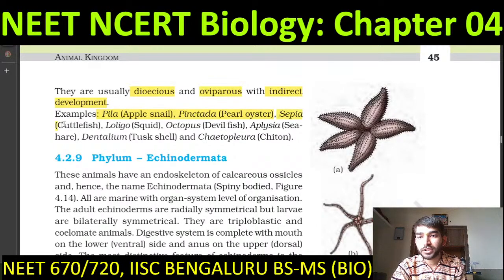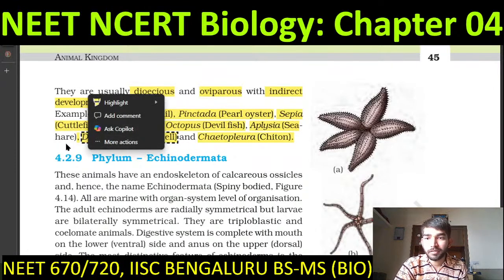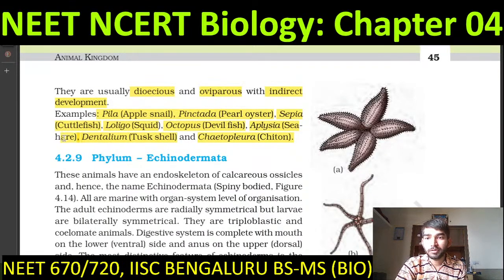Sepia is cuttlefish. Although it is a member of Mollusca, it is wrongly named as a fish. So don't get confused, just remember it. Sepia is cuttlefish. Loligo is squid. Octopus, common name devilfish. Aplysia is sea hare. Dentalium is tusk shell. And Chaetopleura is chiton. These names are a bit difficult to remember in the first go, but if you read them 3 or 4 times, it will be easy. That is how you can remember them for the long term.